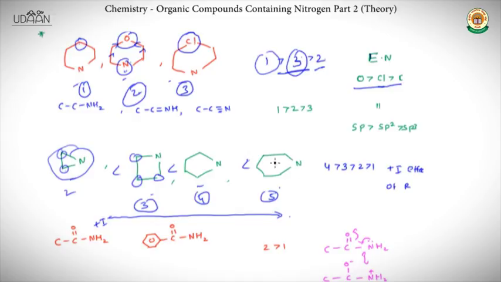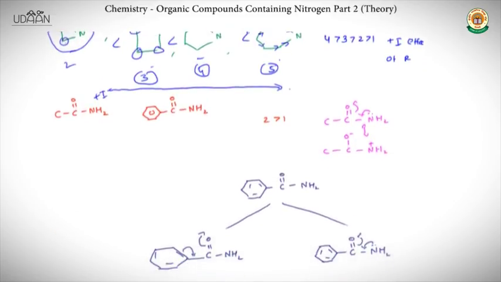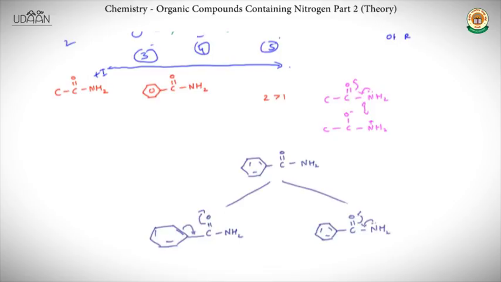So this is more basic than all, and next comes this one, and next comes this, and then finally this one. All these things you have learned in your GOC. Now these are just a recapitulation of them. And next you are given this amide CONH2, and you are next given replacing this C with a pH ring.